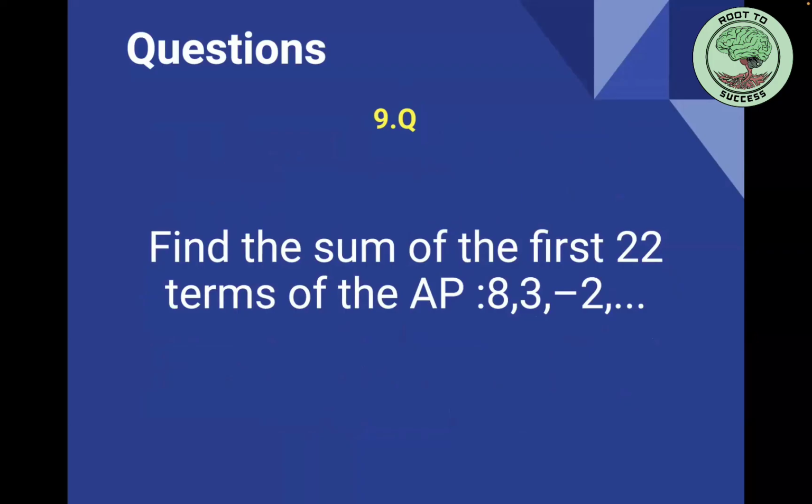So the next question is, find the sum of the first 22 terms of the arithmetic progression. And the terms are 8, 3, minus 2, and so on.